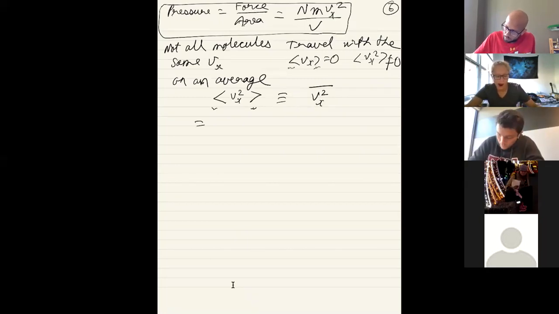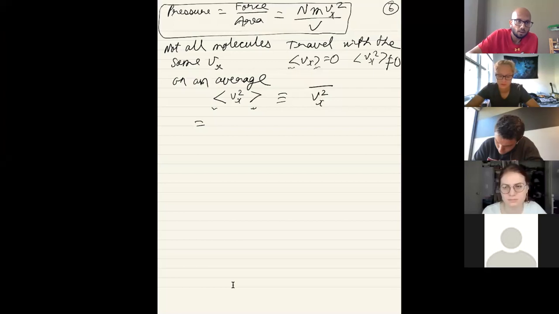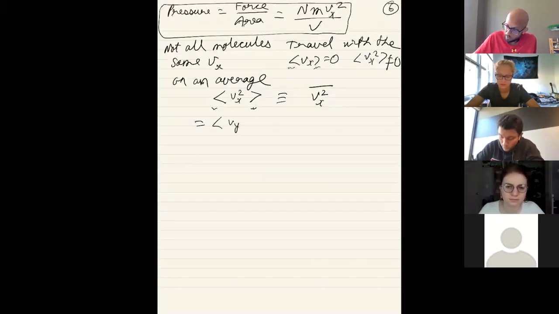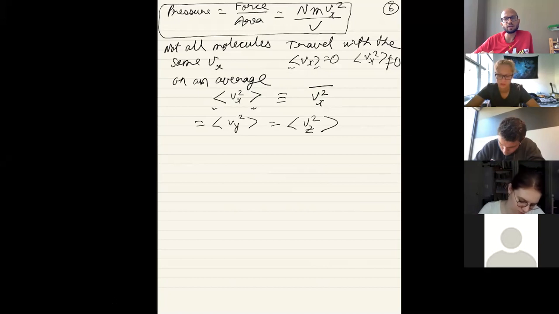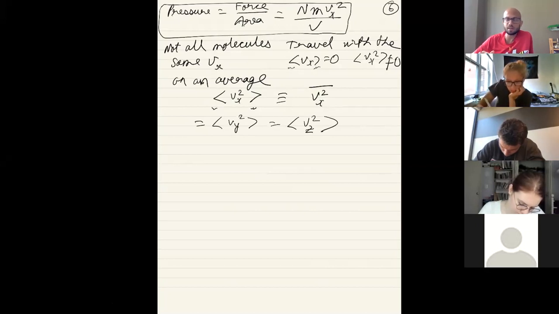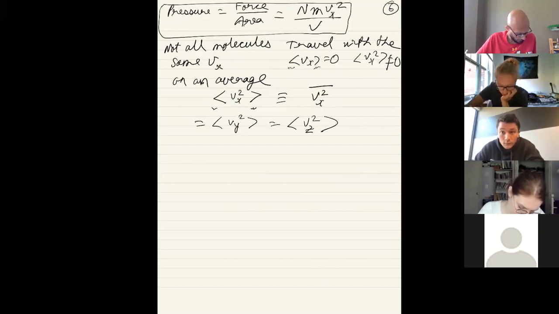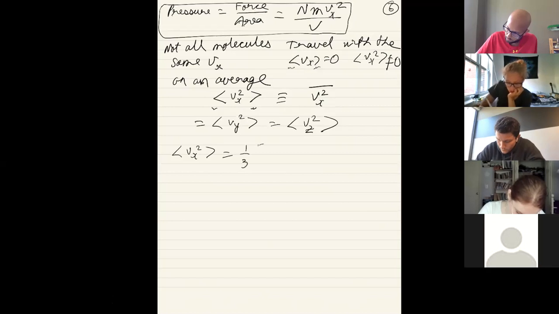So on an average, Vx squared must be equal to Vy squared, which must be equal to Vz squared. Why do I say must? Because in this problem, I did not impose anything about a difference between the three directions. You might say, well, maybe gravity is acting in the z direction. I didn't tell you anything like that, right? I'm just saying all three directions are symmetric. There is no difference. So on an average, Vx squared is equal to Vy squared is equal to Vz squared. So what we can say is that Vx squared, therefore, is 1/3 of Vx squared plus Vy squared plus Vz squared.